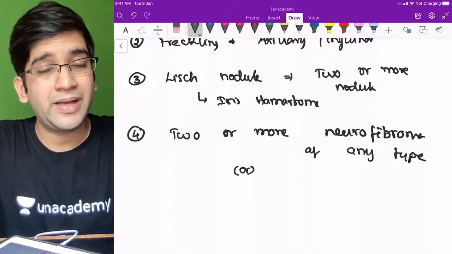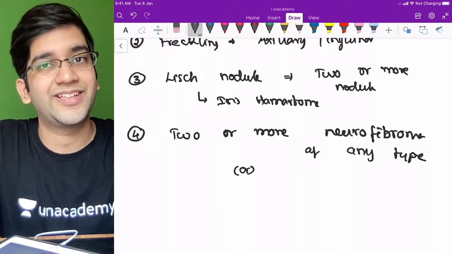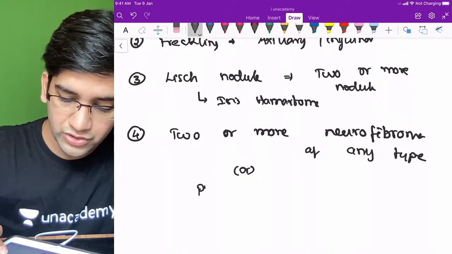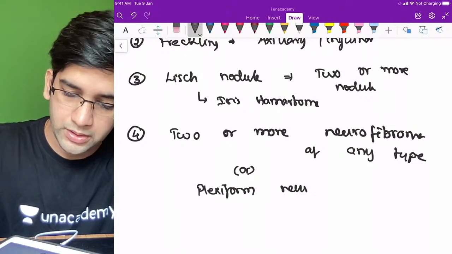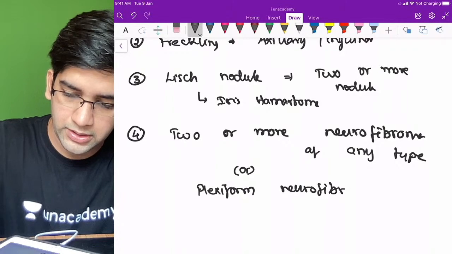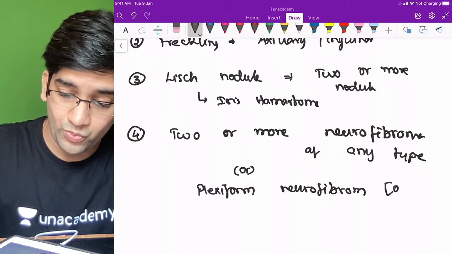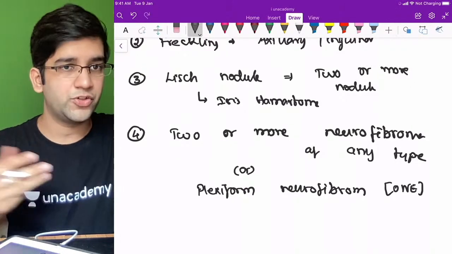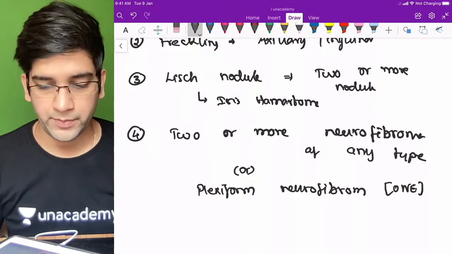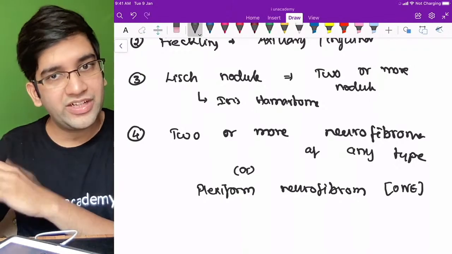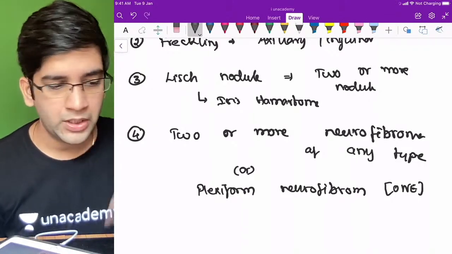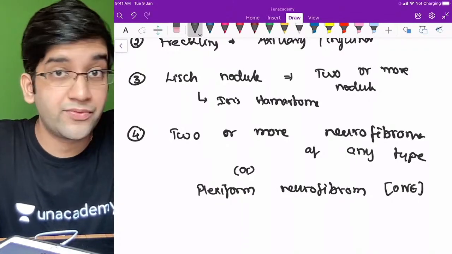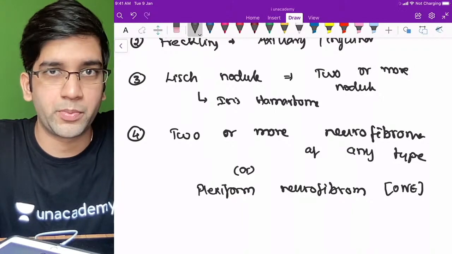But when I have a plexiform neurofibroma, even one is enough to suspect neurofibromatosis. So we have to learn what a plexiform neurofibroma is, right? Plexiform neurofibroma, even if it's one, is more characteristic of neurofibromatosis than a typical neurofibroma. So we have to know the different types of neurofibroma available. There are definitely more than one, right? Superficial neurofibroma, diffuse neurofibroma, and plexiform neurofibroma.